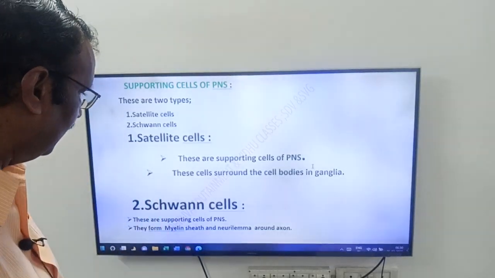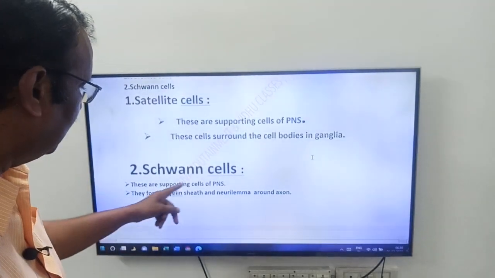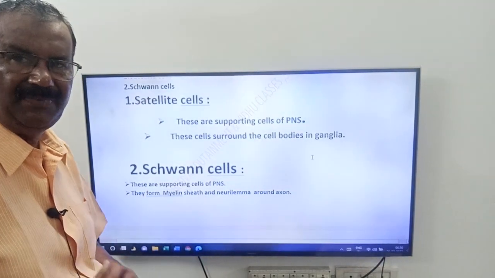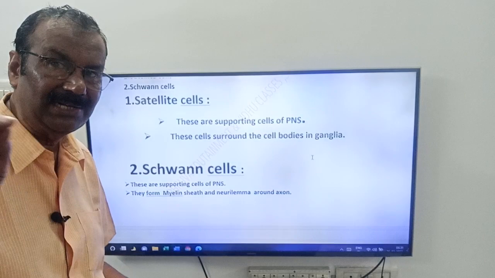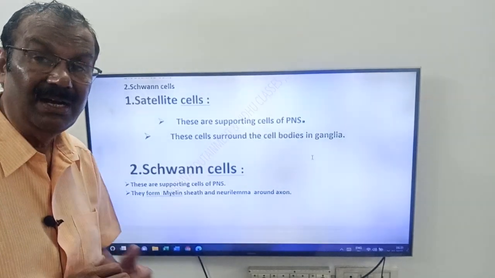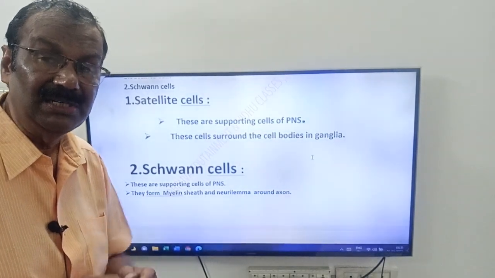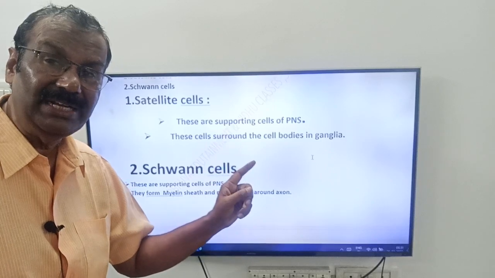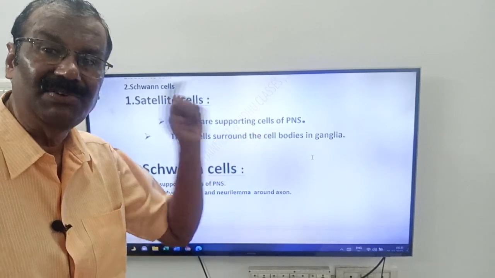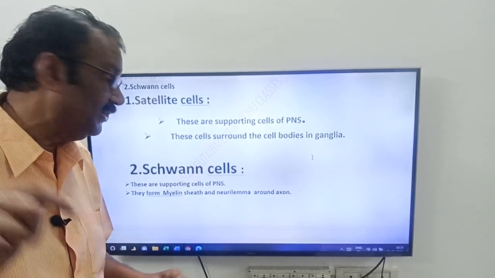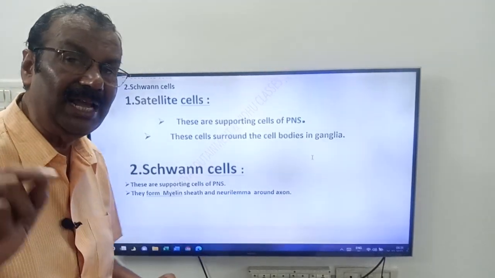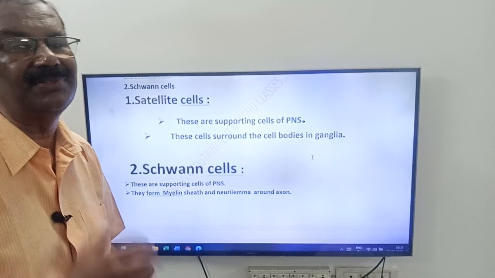Next, friends, come to Schwann cells. These are the supporting cells of PNS, peripheral nervous system. They form myelin sheath and neurolemma around axons. See, friends, already we discussed the oligodendrocytes. They form myelin sheath around the axons of the central nervous system. Schwann cells form the myelin sheath as well as neurolemma around the axons of peripheral nervous system.